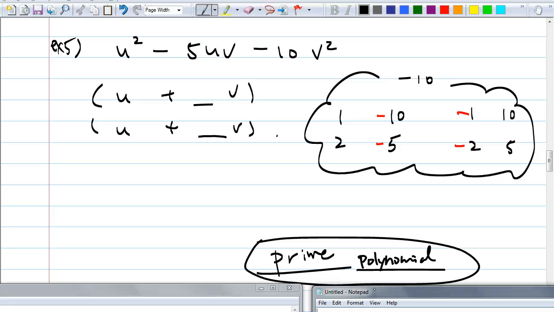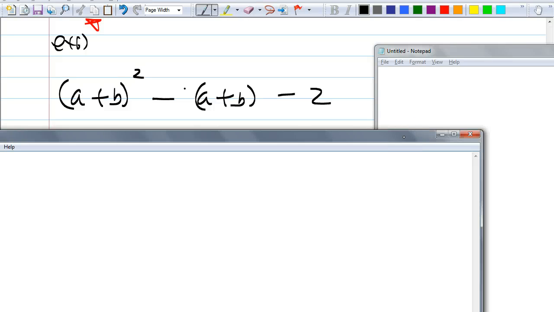Let's do one last one. Example 6. Here's example 6. You have (ab) squared minus (ab) minus 2. And this one looks different than all the other ones. But if you recognize one thing, then this problem turns out to be pretty straightforward. So write this down.